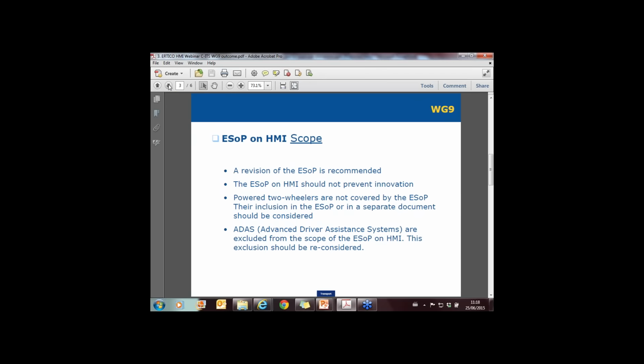So, without any more introduction, let's go to some of the issues and conclusions that we reached within the group. On the scope of the European Statement of Principles, you will see I have noted down that we agreed that an update, a revision of this document is needed. And then, next to that, that it will be very important that this revision does not result in preventing innovation in any way.